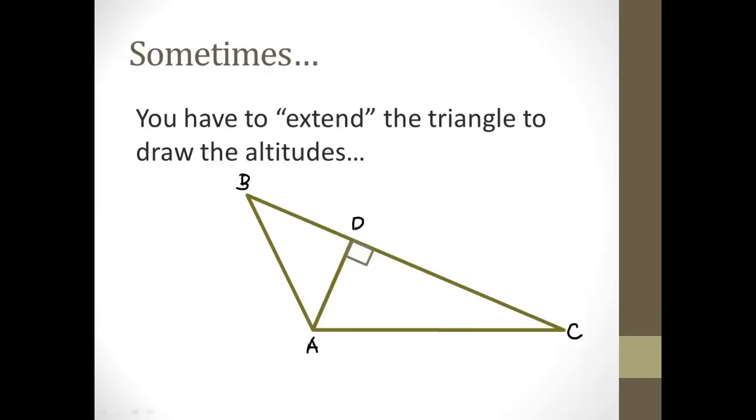But now the other ones, to actually form them, we would have to extend this triangle out a little bit, like so. And now if you notice, it forms a right triangle. So segment BE is an altitude, and segment CE is also an altitude. So again, something to keep in mind: when you have this type of triangle, sometimes you have to extend it out a bit.